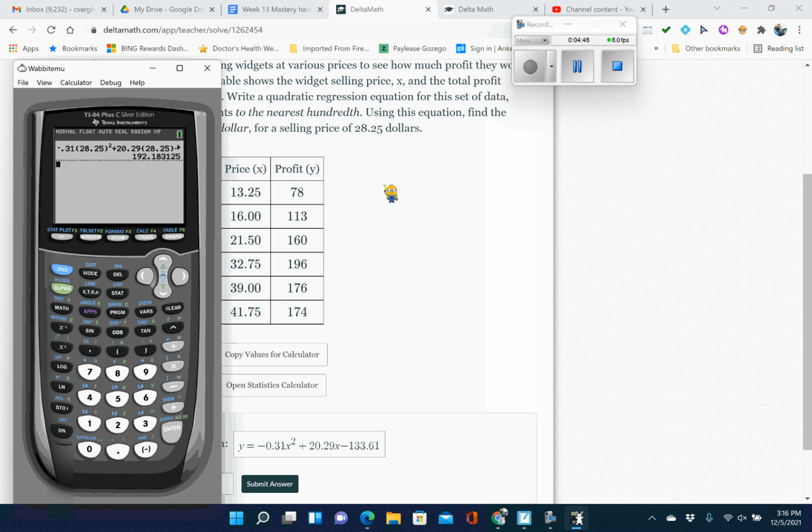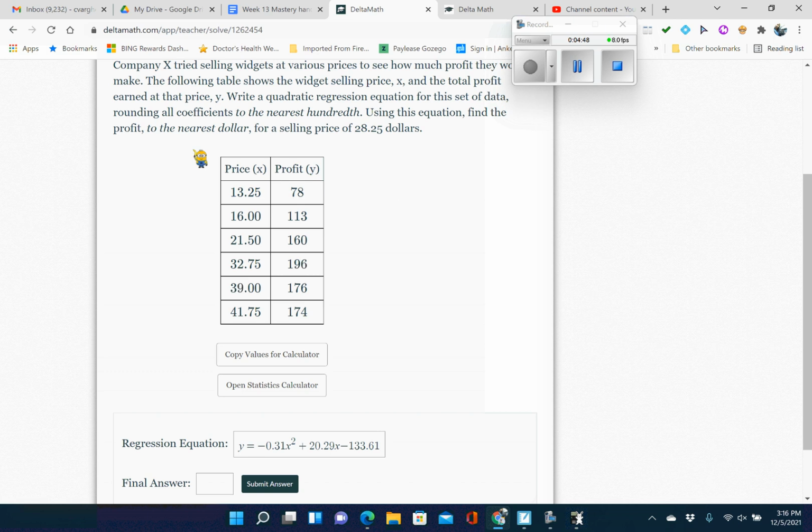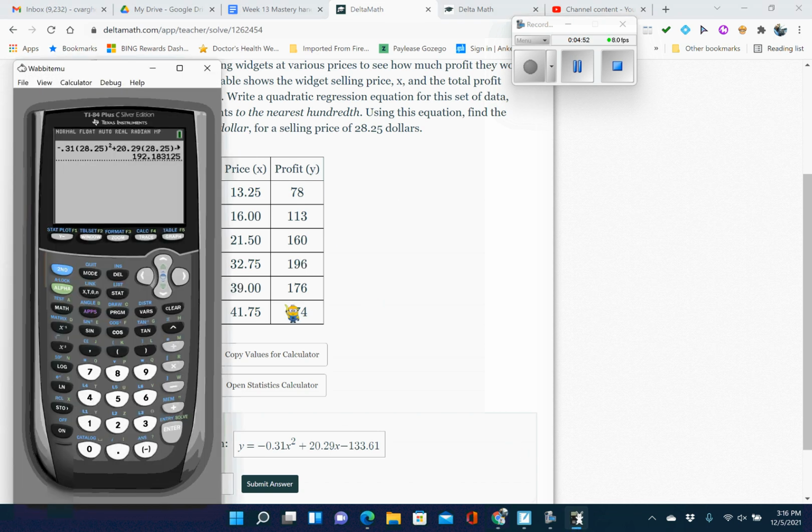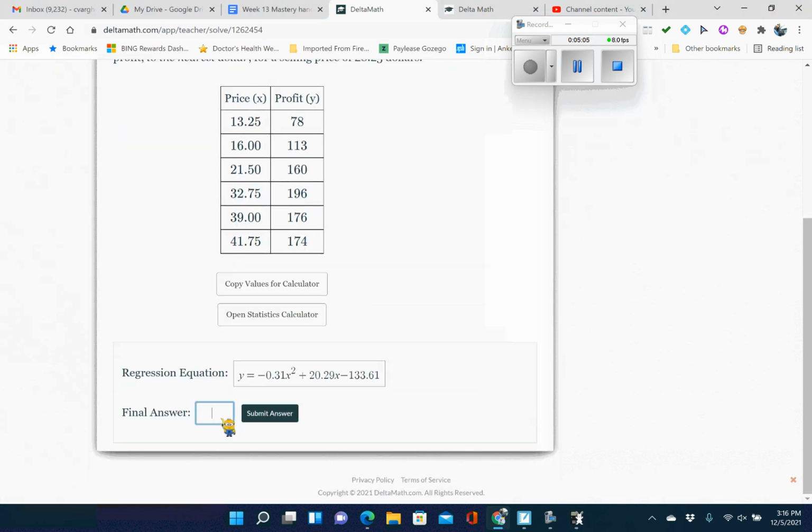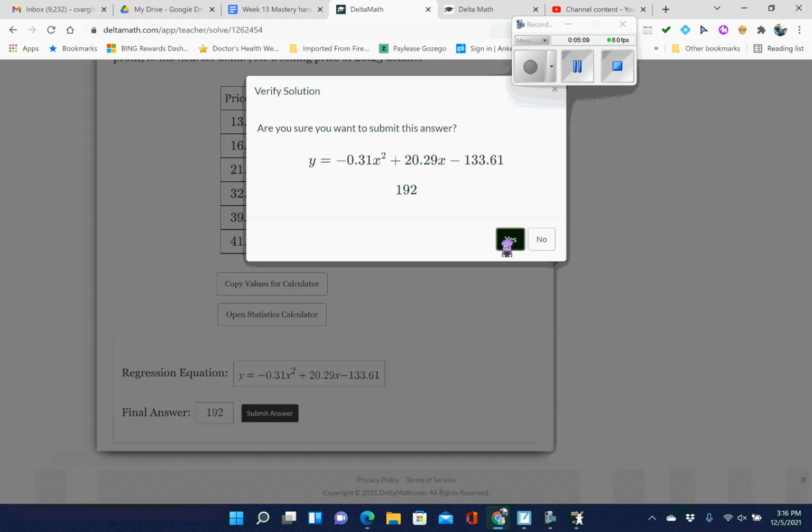So now I'm going to take this number, and it says round it to the nearest dollar. So I'm going back to my screen. So that's $192 because the 1 makes sure that the 2 stays, right? Nearest dollar is nearest whole number, so the cents are irrelevant, so that's $192. So I'm going to put $192, hit submit, and it should be good to go.